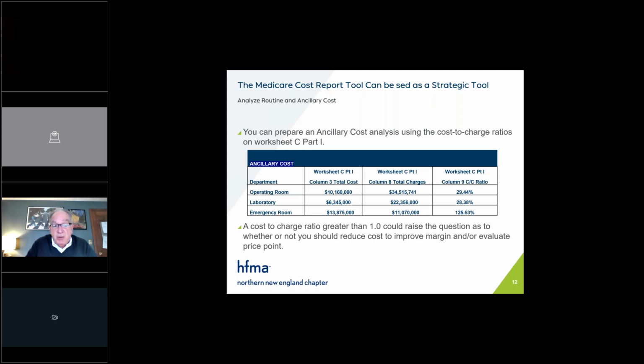Laboratory, the same thing, cost to charge ratios. If you have a cost to charge ratio that's more than 1, which in this case, we're looking at emergency room, the total cost is $13 million and the charges are only $11 million. So the cost to charge ratio is 125%. So you might want to look at that to see how you can reduce costs to bring that to an equal amount.